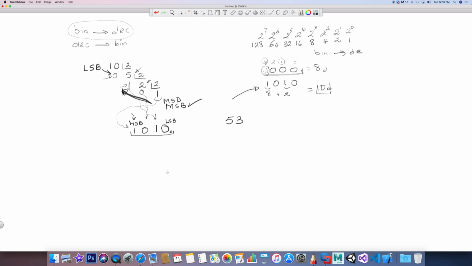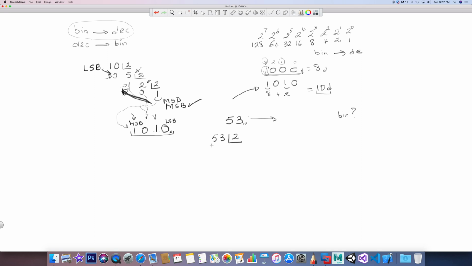Okay? So 53, and it's in decimal, base 10. We want to convert this to its binary equivalent. So what do we do? We take our 53, again, divided by 2.